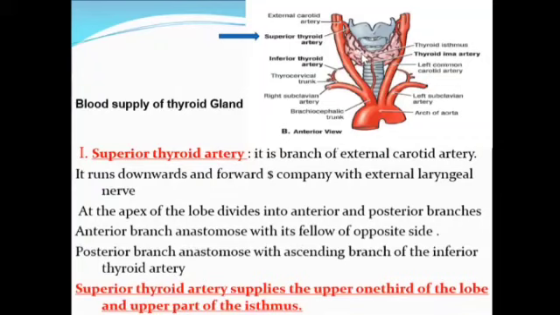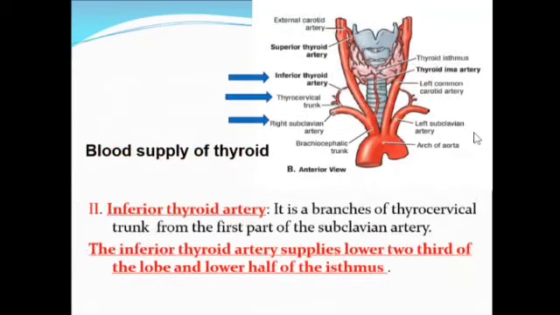The anterior branch anastomoses with its fellow of the opposite side. The posterior branch anastomoses with the ascending branch of the inferior thyroid artery. The superior thyroid artery supplies the upper 1/3 of the lobe and the upper part of the isthmus. Now the blood supply of the thyroid gland by the inferior thyroid artery.